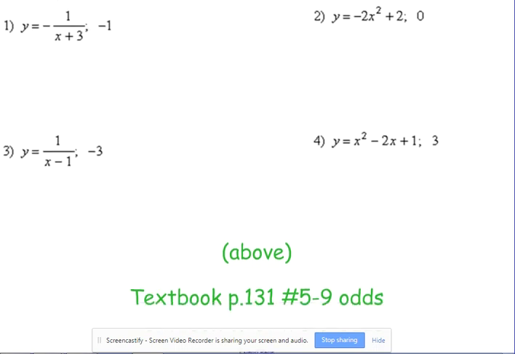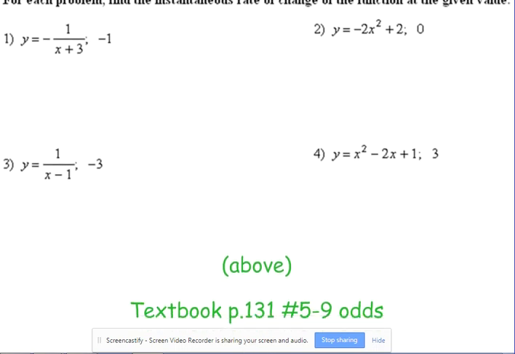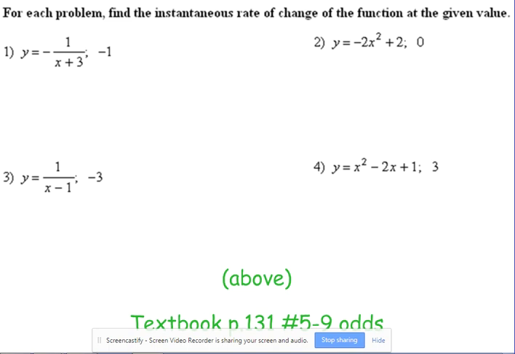So do these problems, and then I would also like for you to do textbook page 131, 5 through 9 odd, and I will put the answers to these problems on here really quickly so that you can check those as well. Well, I probably should. I'll have to look at the answer key so that I can put them on here quickly.